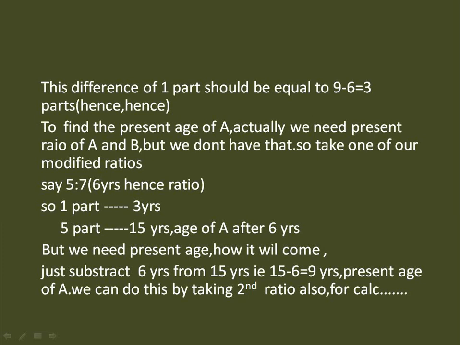Here is one important thing. As and when you have modified the ratios for equality of differences on both sides, you should use those modified ratios only for calculating the ages, not the previous ones. If you use the previous ratios, your answers will be 100% wrong. So take the modified ratios. Modified ratios means this 5:7 and 6:8. Okay, so let us go to the calculation.